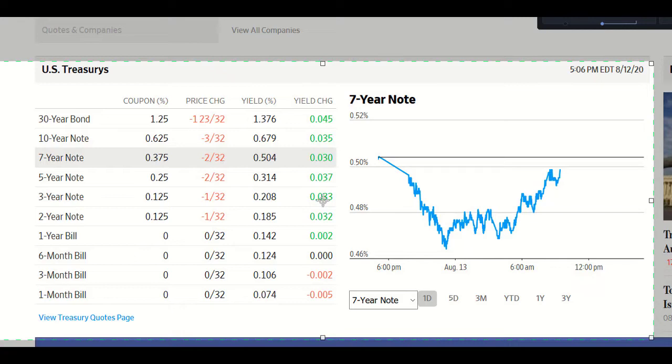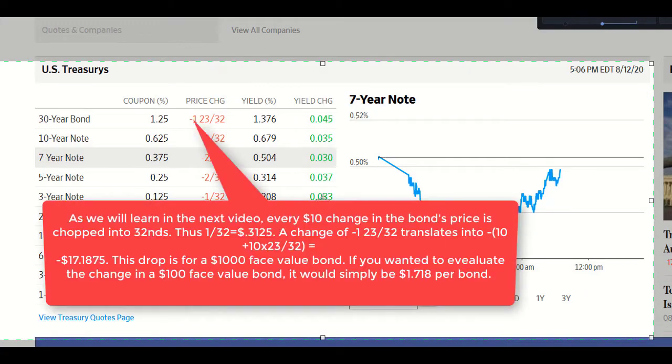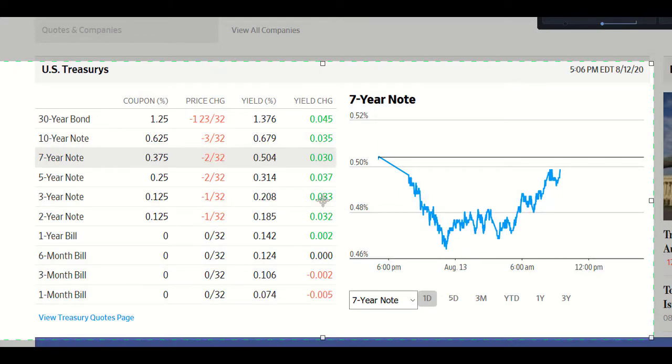Now, the third column here is the price change. Now that price change is 1 and 23/30. That translates into about a $17 drop in the price for the day. And I'll do the math on that in the next chapter. In the beginning of the next chapter, we'll talk about how to calculate bond price changes and the convention of chopping prices up by 30 seconds. It's a little strange. We have to get used to it. The bond market's been around a very long time. They've used these conventions that probably started in the 1800s or even earlier.